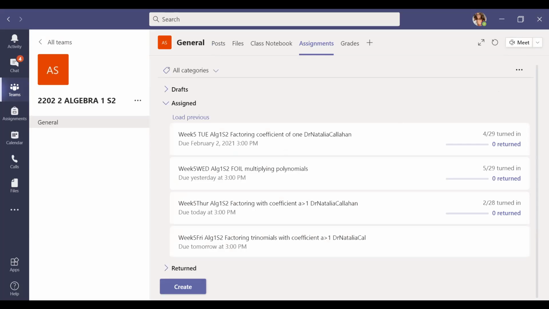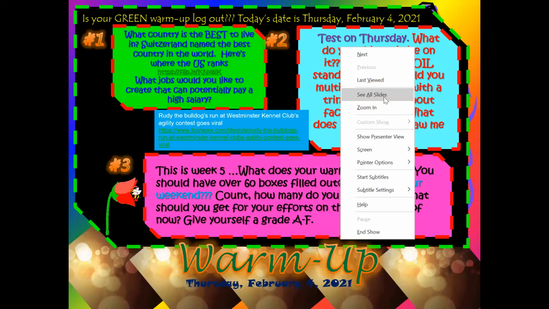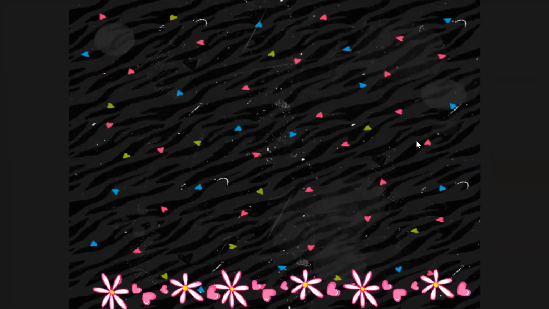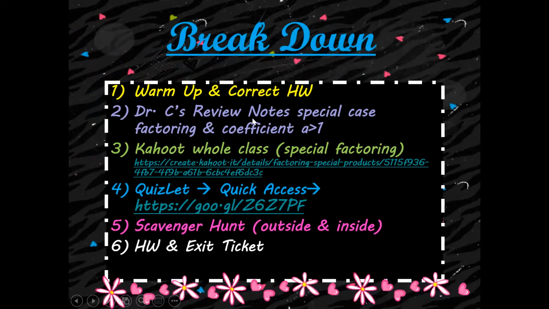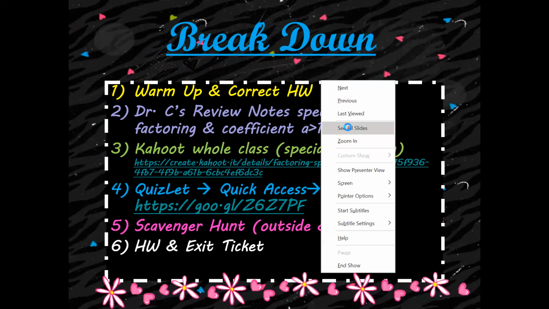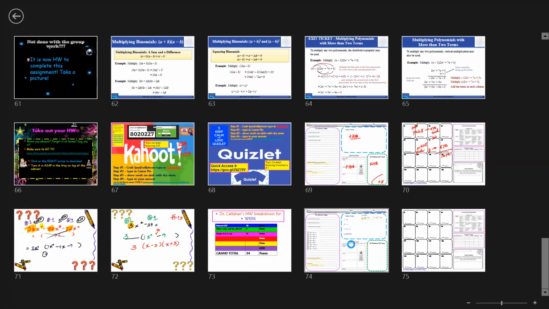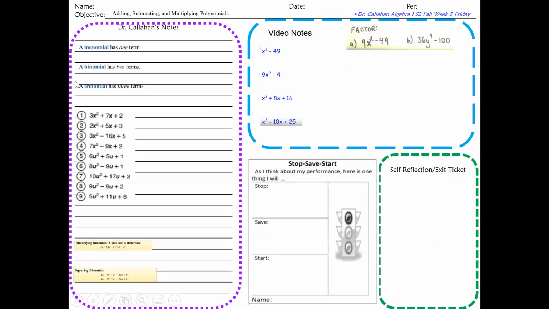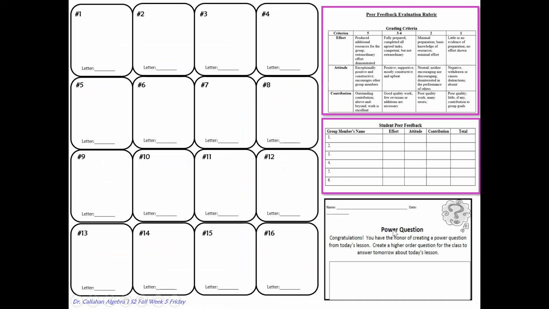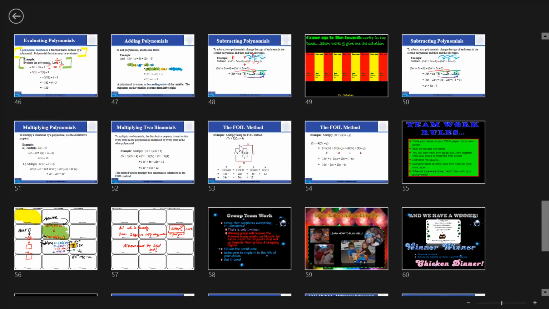All right, so let's go ahead and continue with our lesson today. Take a look at the breakdown of what we're going to be talking about for this class for the next 55 minutes. So our notes on factoring with coefficient a greater than 1, and then I'm going to have you guys do a little bit of practice problems. Your guided notes today look like this on week 5 Friday. This is the first page right here, followed by the second page right here. And let's go ahead and get started.